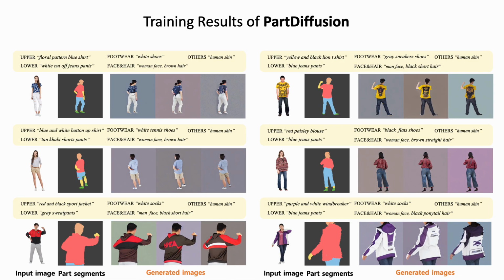Additionally, this figure shows that our proposed part diffusion is capable of generating human images while preserving the appearance of the input image, even when given diverse clothing styles.